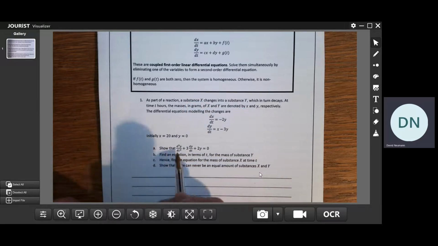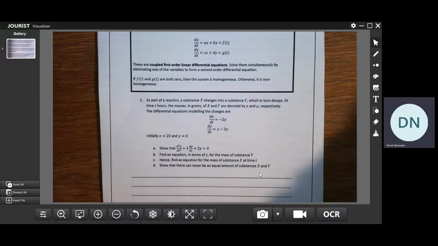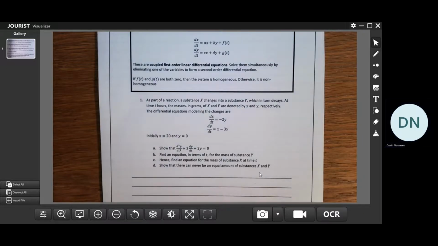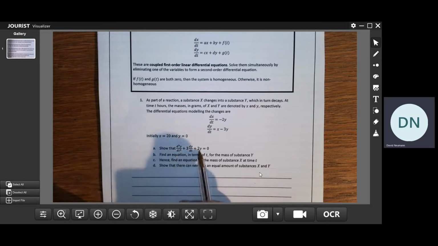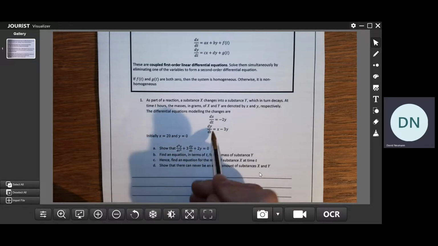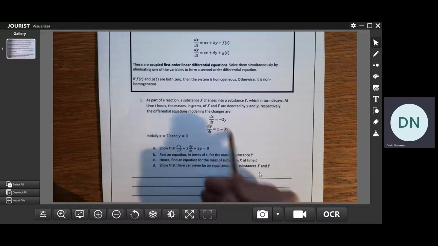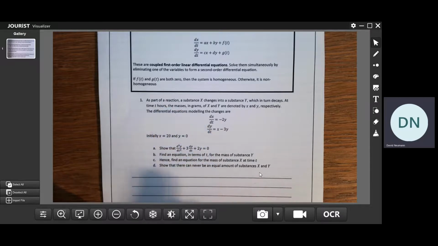So part A says show that d2y by dt squared plus 3dy by dt plus 2y equals 0. Now that's giving us a clue how to start on this. We need to get a second order differential equation just in terms of y, so we're eliminating x. So we're going to take this second equation here and we're going to differentiate it with respect to t.